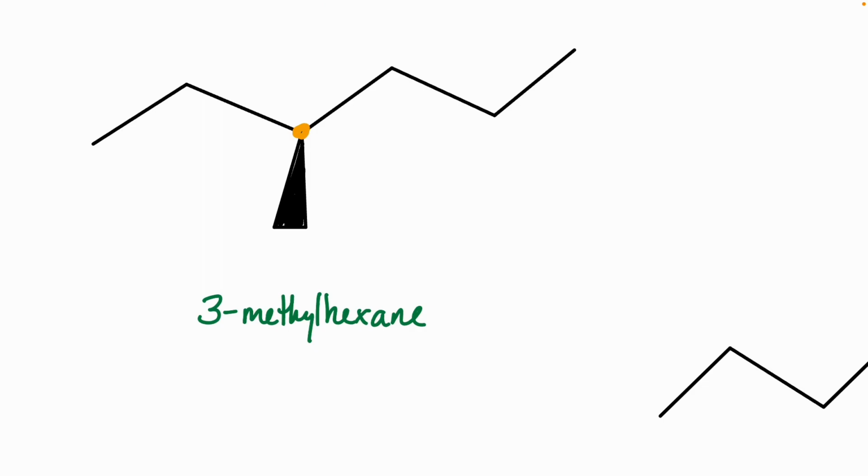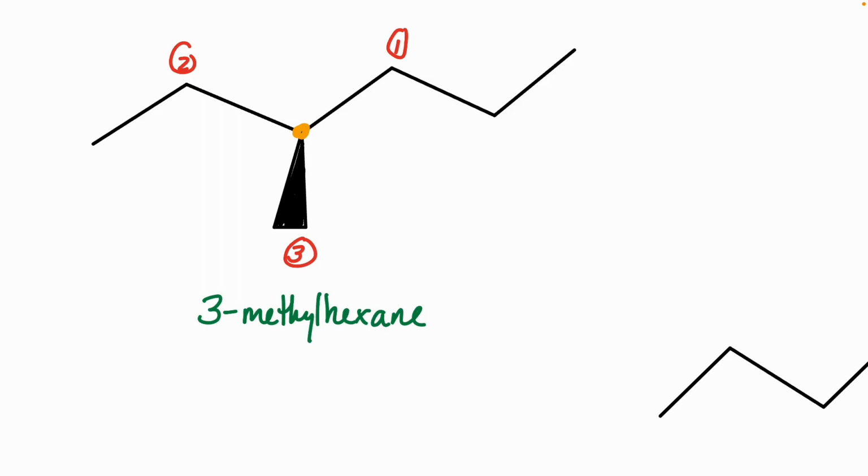Okay, so what I got to do is I got to assign priority to each of my groups about that chiral center. If we call these A, B, and C, what's the highest priority group? B. And what's the next highest priority group? A, and then C. All right, so B, A, and C.